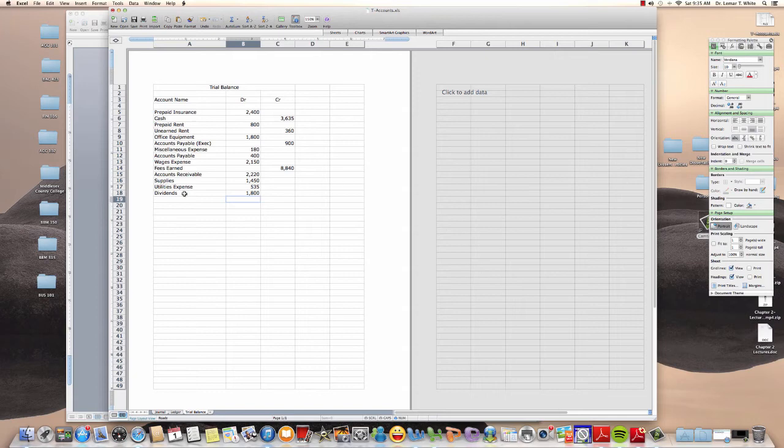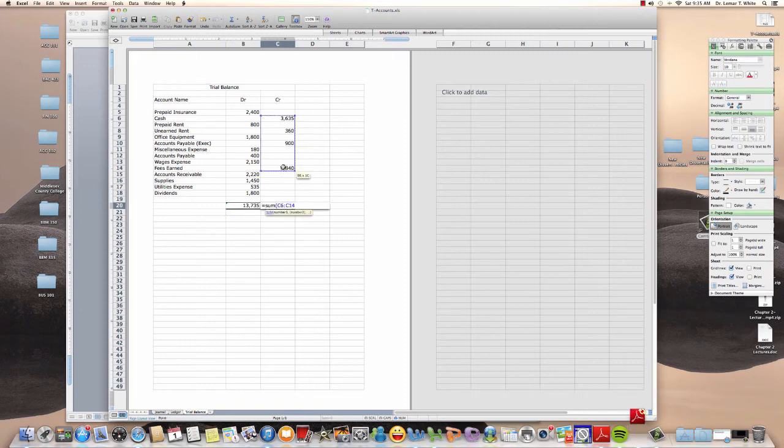Now, the trial balance, the whole point of it is to make sure that everything balances. So now what we're going to do is add everything in our debit column, then add everything in our credit column. So I'm going to do equals the sum of everything in my debit column. Then I'm going to do equals the sum of everything in my credit column. And they balance. Okay? And the reason is that for every debit, I made a credit. All right? So, voila.